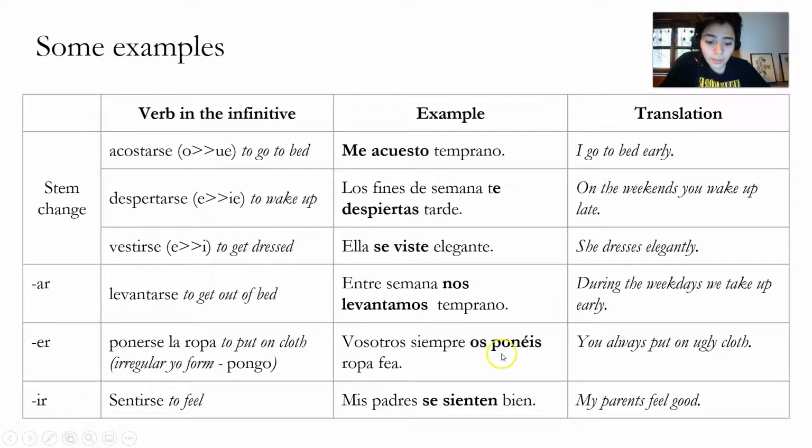So, vosotros siempre os ponéis ropa fea. Os agrees with the subject. Vosotros ponéis agrees with the subject. You always put on ugly clothes. You in the vosotros form.